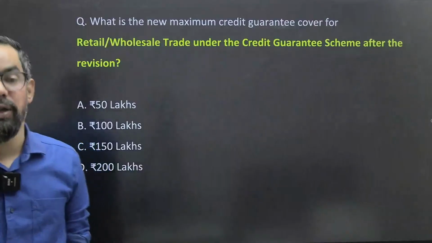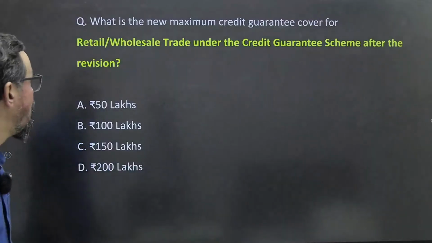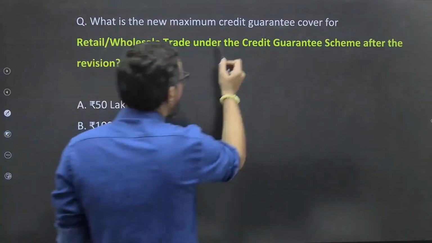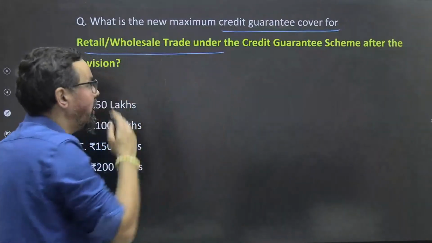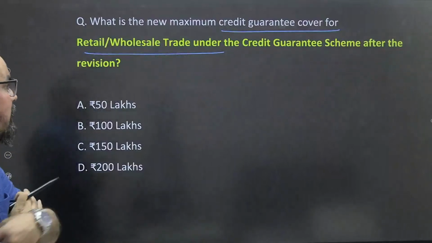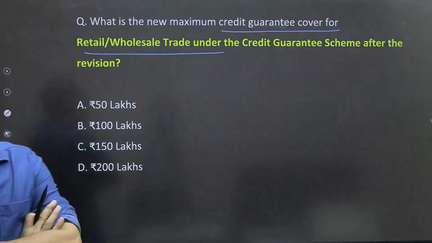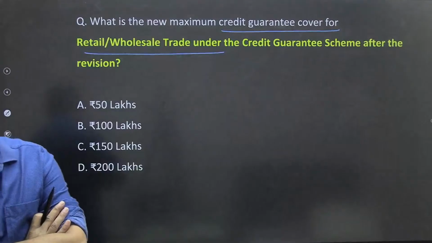So next one, next question, guys. What is the new maximum credit guarantee cover for retail or wholesale trade under the credit guarantee scheme after the revision itself? So how much is it?